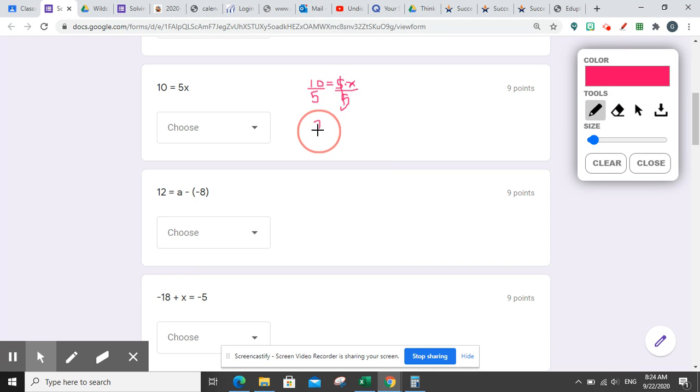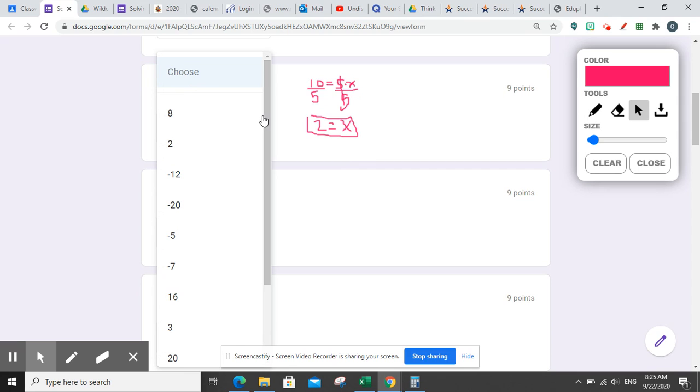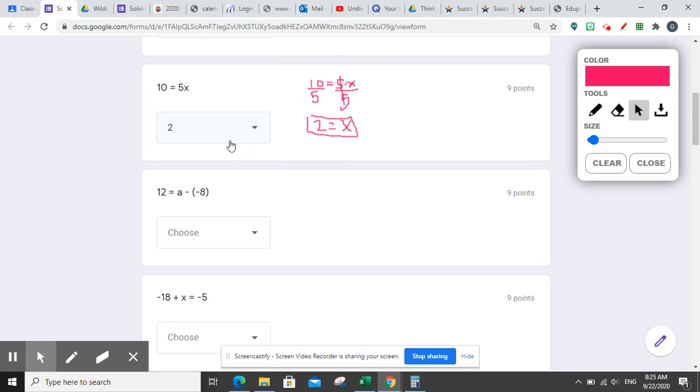So you're left with 2, you bring down the equal sign, and then you're left with x. We don't write the 1x, it's understood that there is 1 of x. We don't have to write 1x so that we understand that there's only 1x left. And this right here is my answer. So I would go in here, look for my options, and I see that there's a 2. So I know it is a possible answer choice.